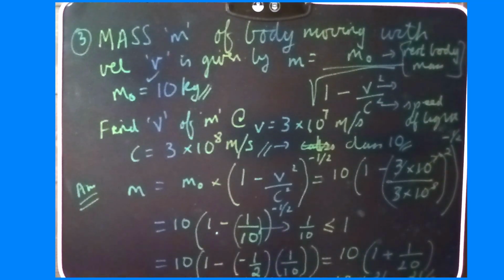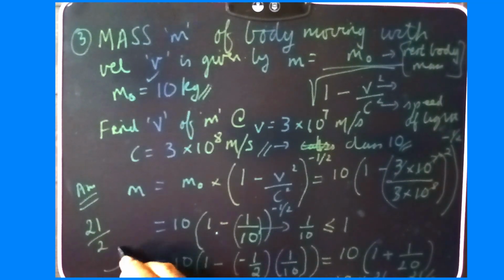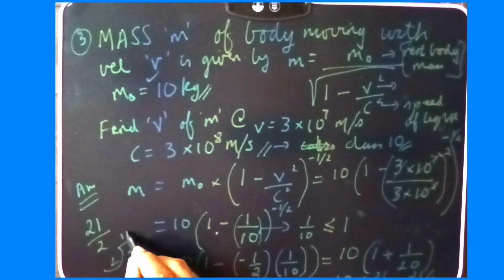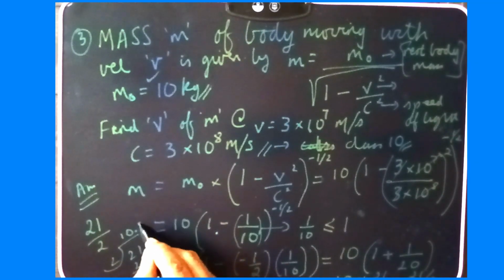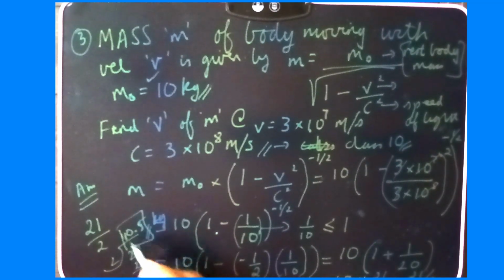So this is going to be the mass of the body in motion. If you do 21 divided by 2, how much will you get? 10.5. 10.5 kg is going to be your answer. If you have noted down the solution, let me proceed to the next problem. One more problem we'll do and then we'll wind up.